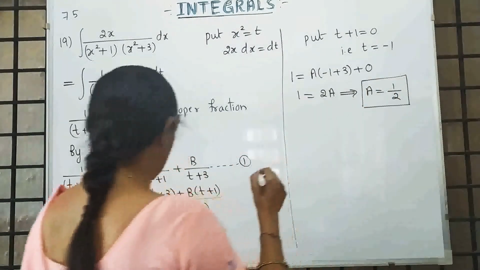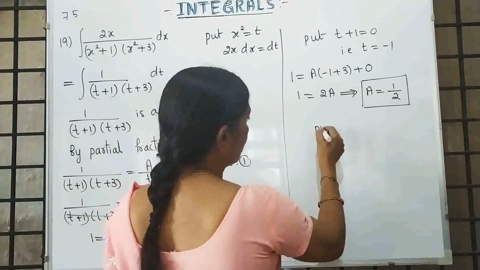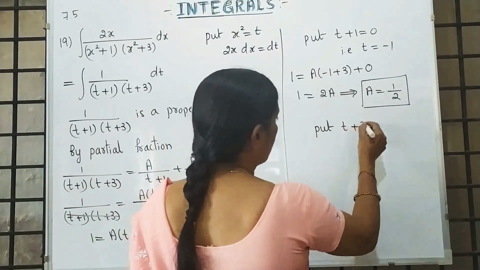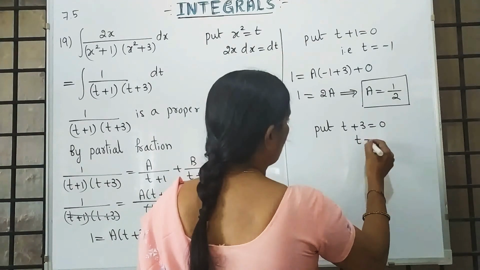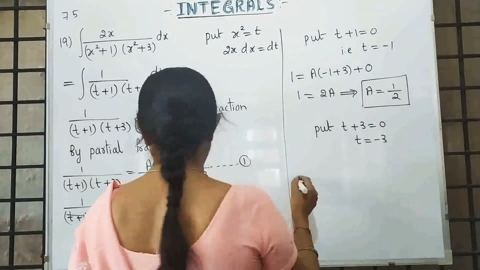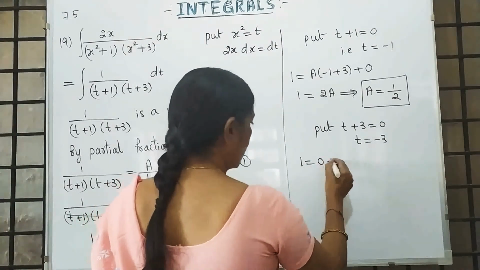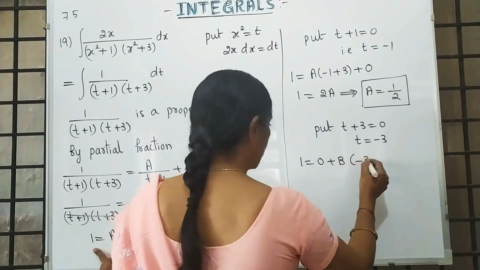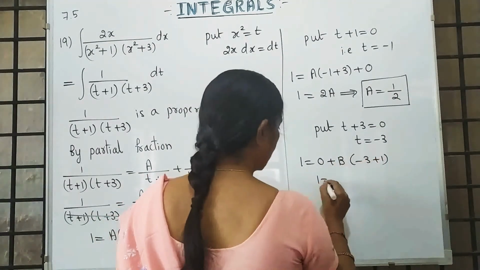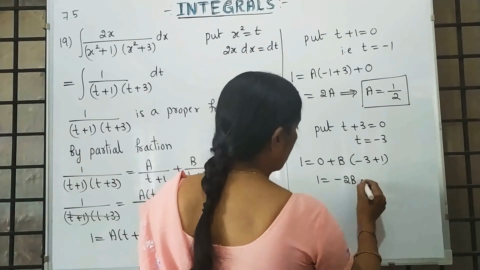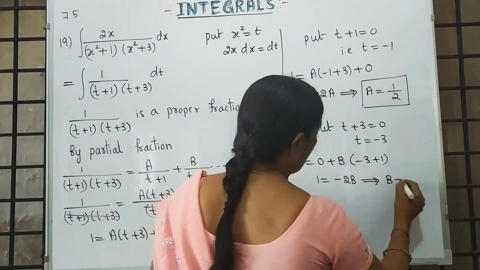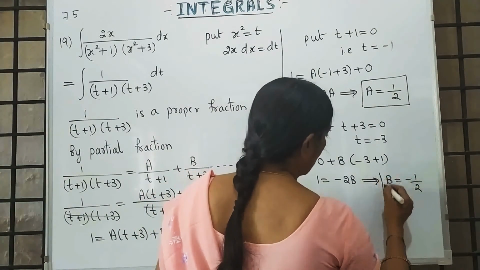And the next bracket is t plus 3. T plus 3 is equal to 0, that is t is equal to minus 3. 1 is equal to 0 plus b into, implies b is equal to minus 1 by 2.